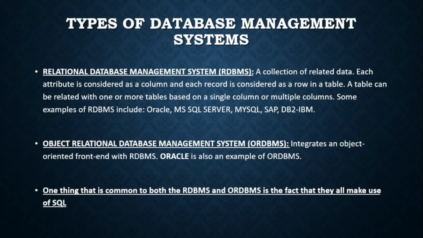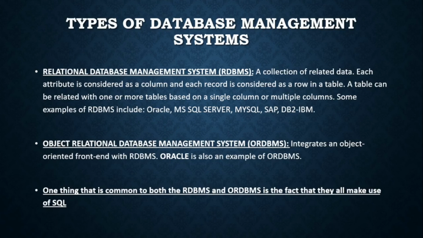Okay, this is what we just tried to establish when we're talking about constraints. Now, some examples of relational database management systems include Oracle, Microsoft SQL Server, MySQL, SAP, DB2, which is owned by IBM. And then the Object Relational Database Management System integrates an object-oriented front end with Relational Database Management System. And Oracle is also an example of Object Relational Database Management System.